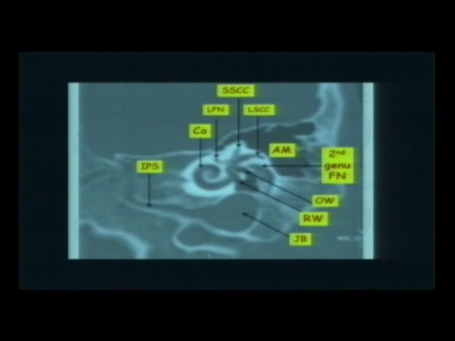You see, this looks like the head of a bird, with the eye and the mouth. So this looks like the head of a bird right there. So these are the structures. And this is the antrum of the mastoid.